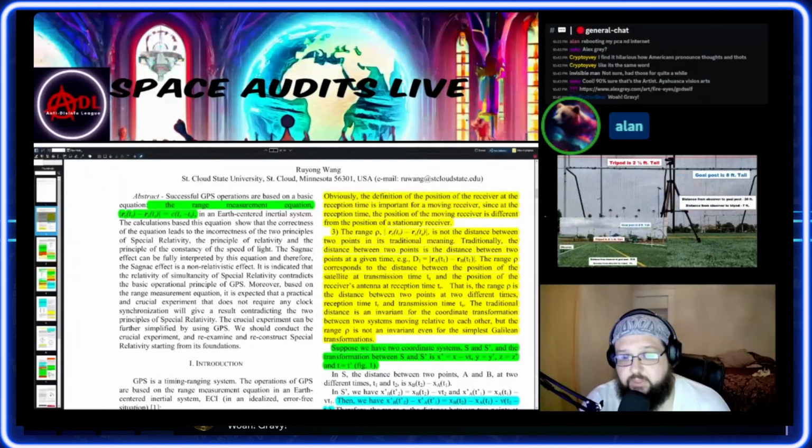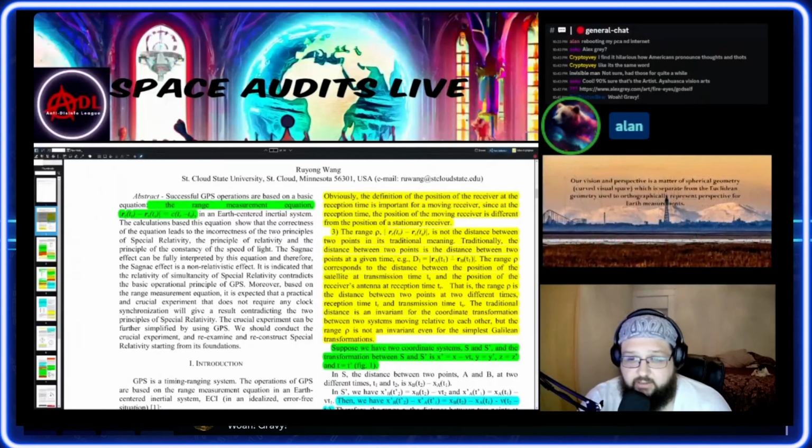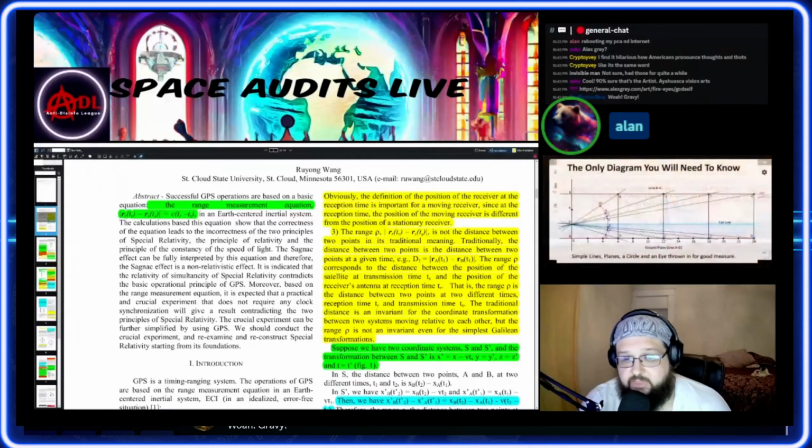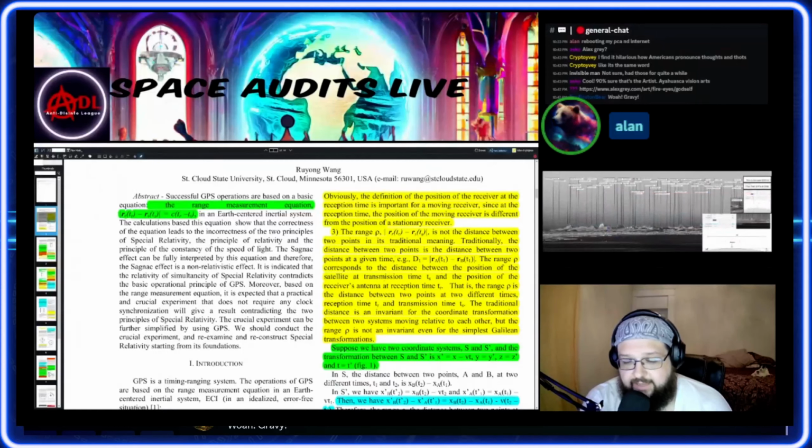Traditionally, the distance between two points is the distance between two points at a given time, e.g. D sub 1 equals the absolute value of R sub A times T sub 1 minus R sub B times T sub 1. The range P corresponds to the distance between the position of the satellite at transmission time, T sub S, and the position of the receiver's antenna at reception time, T sub R. That is, the range P is the distance between two points at different times, the time of transmission and the time of reception.